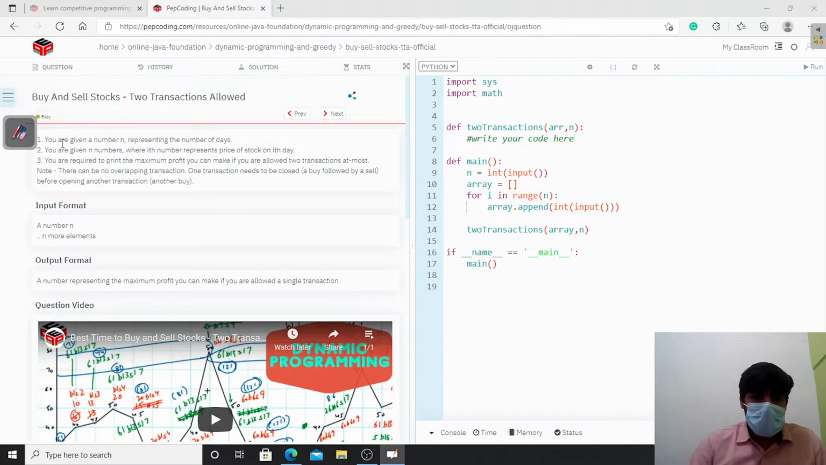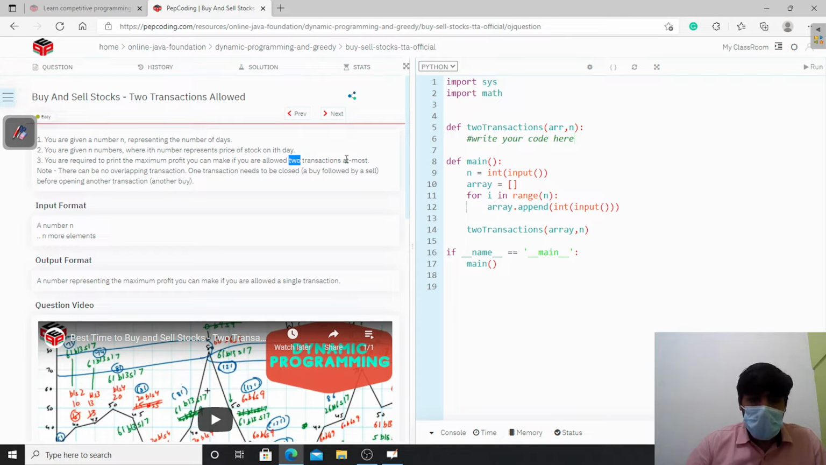So in the question, you are given a number which represents the number of days. You are given n numbers where the ith number represents the price of the stock on the ith day. So the particular number represents the price of that day of stock. You are required to print the maximum profit you can make if you are allowed two transactions at most.